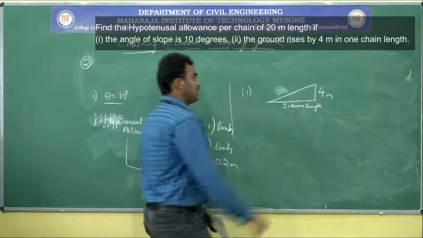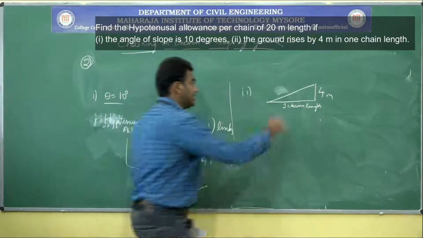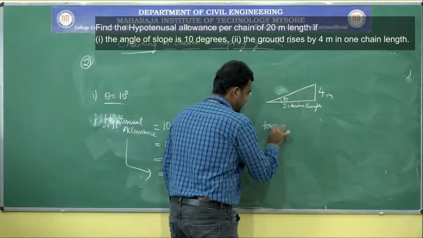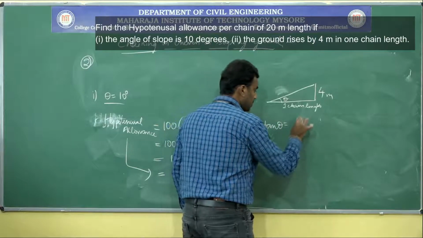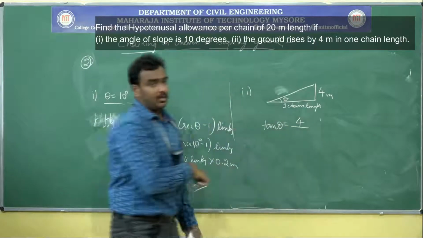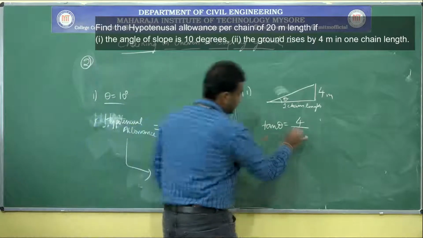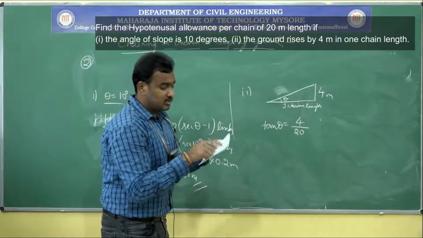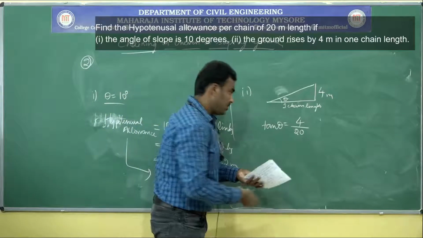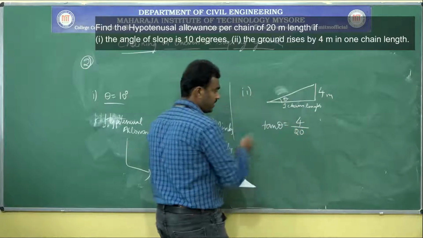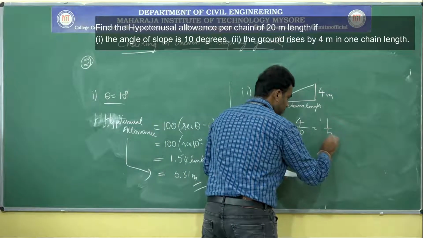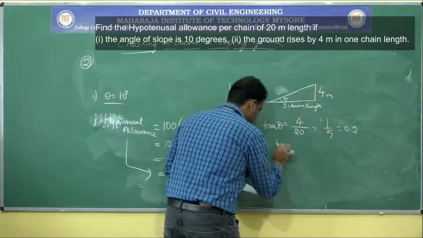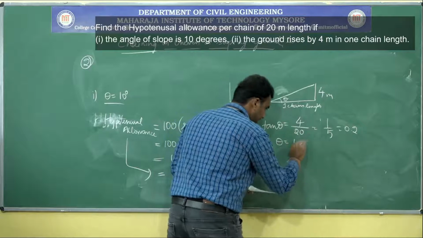In the second case, I need theta. So slope tan theta is equal to 4 by 1 chain length. One chain length is nothing but 20 meters, as initially he mentions to find the hypotenuse allowance per chain of 20 meter length. So 4 by 20 can be written as 1 by 5, that is 0.2. So theta will be equal to 11 degree 19 minutes.